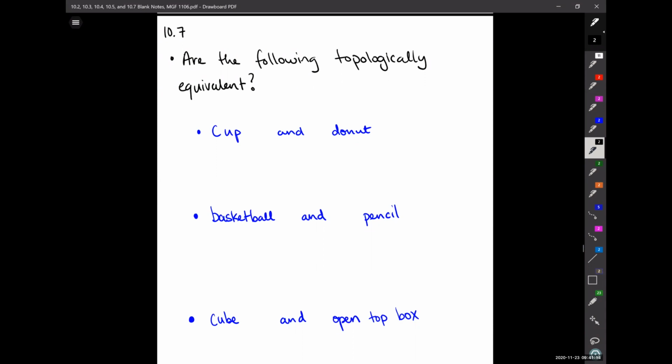Because in topology, we can think about stretching or shrinking. We can do anything to an object except cut it or glue it together. And we can't remove holes and we can't add holes. So we saw the video that said a coffee cup and a donut are topologically equivalent because you can imagine deforming it.